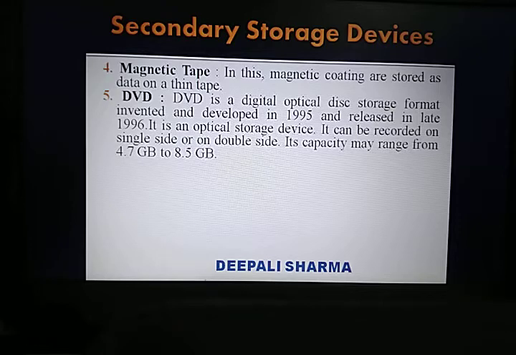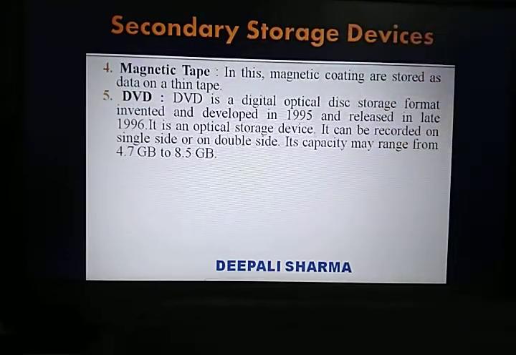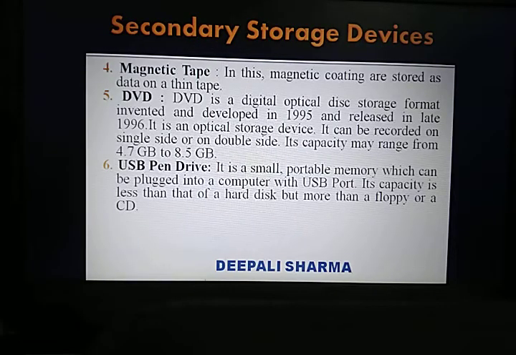It can be recorded on a single side or on the double side, as I have already told you. Its capacity may range from 4.7 to 8.5 GB, 4.7 on the single side and 8.5 GB on the double side. That means dual layer DVD. Fine. So the full form can be asked in the exam also, what is DVD, so you should know digital versatile disc, and CD is compact disc.